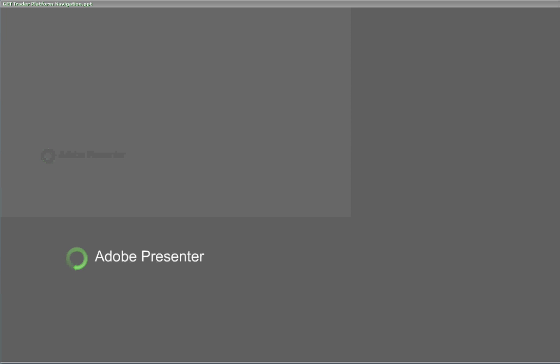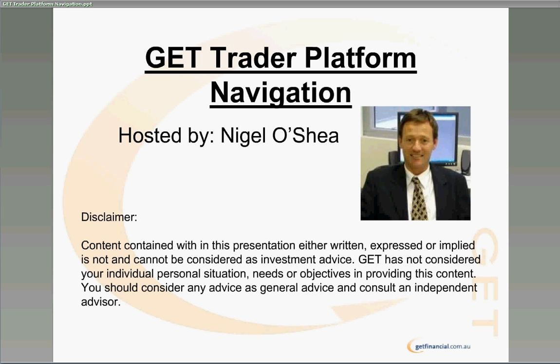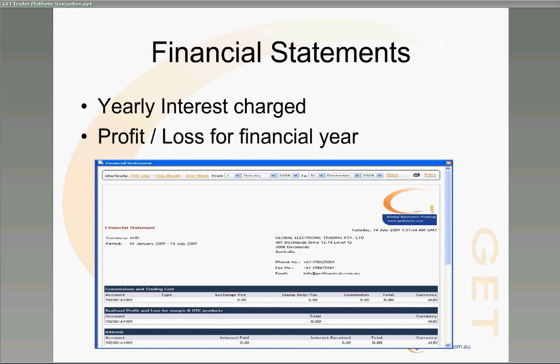Among the account information areas is the financial statements, which a lot of people require either on a monthly, quarterly, half-yearly or at least annual basis for their accountants, particularly for self-managed super funds and the like. In the platform, you will be able to find this financial statement, which you can tailor to the specific dates that you're looking for, and in here it will include all your commissions, any realised profit and loss on any of the products that you have traded, any interest that has been incurred or accrued on your account, and other information which is relevant to your accountants.